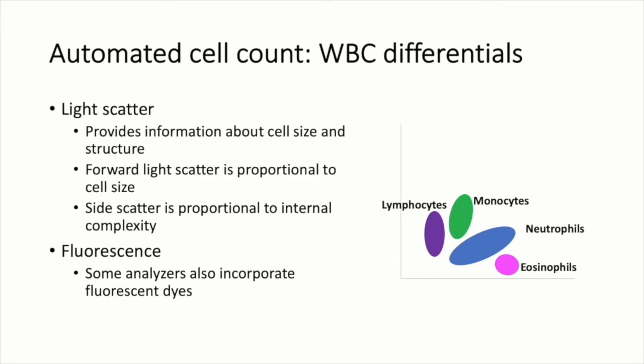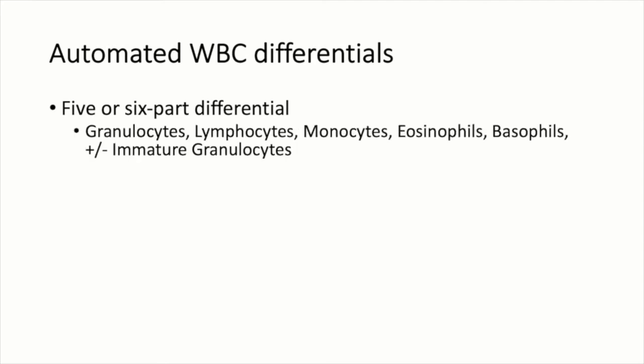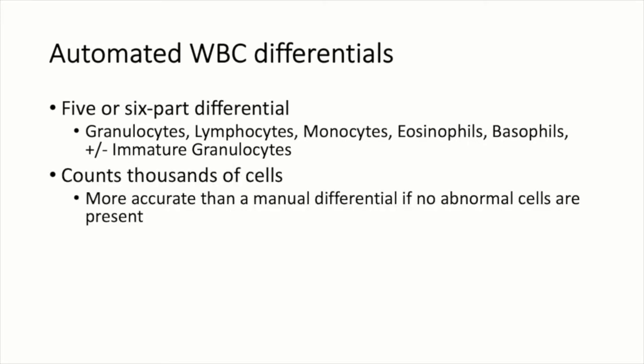Based on their light scatter and/or fluorescence characteristics, the white blood cells are subclassified into lymphocytes, monocytes, neutrophils, eosinophils, and basophils. The more advanced hematology analyzers are capable of performing a 5 or 6-part automated differential count, and this is going to include granulocytes, lymphocytes, monocytes, eosinophils, basophils, and with some analyzers, immature granulocytes. The advantage of an automated differential count is that the analyzer is capable of counting thousands of white blood cells for each sample. So this is going to be a more accurate differential count than a manual differential, as long as no abnormal cells are present.